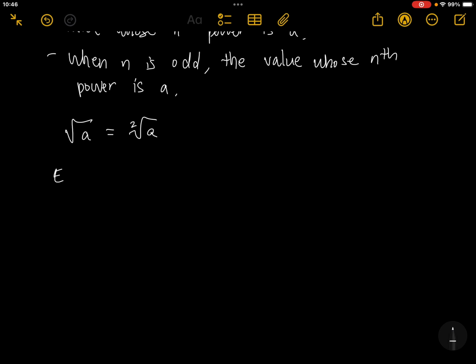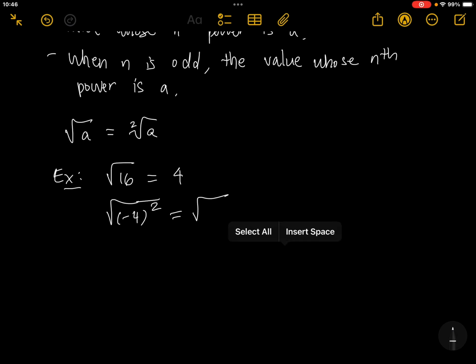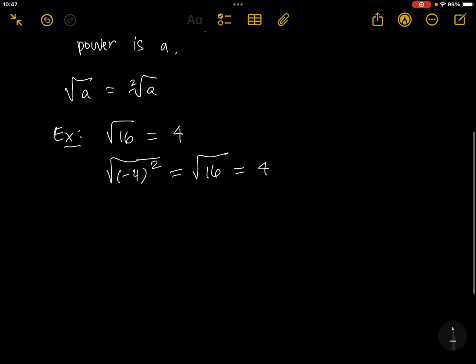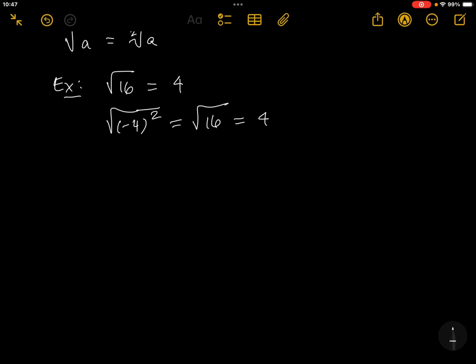So, for example, the square root of 16 is 4. And because 4 squared is 16, and 4 is positive. If I have negative 4, and I square it, and then take the square root, well, negative 4 quantity squared is negative 4 times negative 4, which is 16. And we just saw that the square root of 16 is 4. Notice that it's not negative 4. If you want to write it as negative something, it's negative 1 times negative 4.